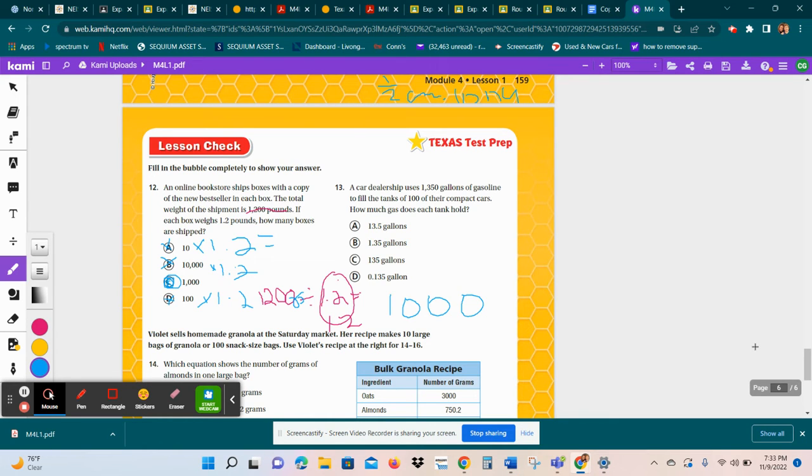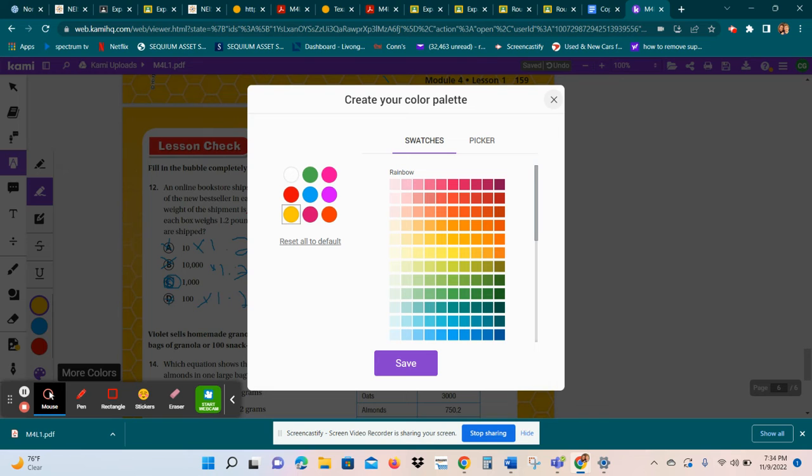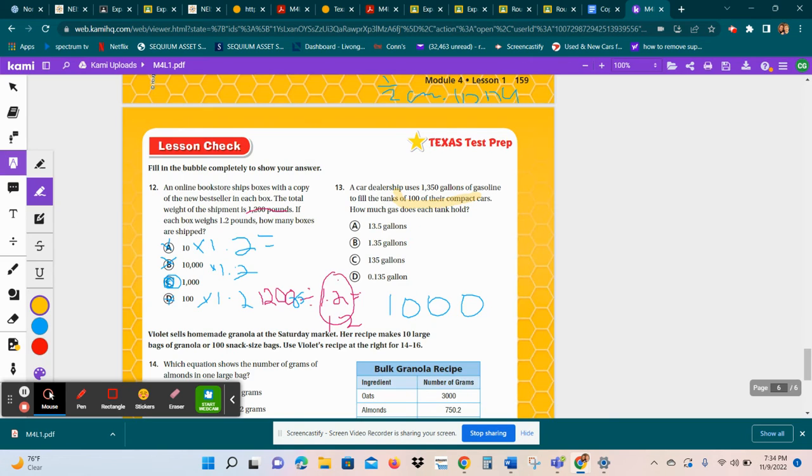13, a car dealership uses 1,350 gallons of gasoline to fill the tank. That's of 100 cars. So this is 100 cars, and I'm going to change the color over here to a lighter color. Okay, so now I'm going to divide.